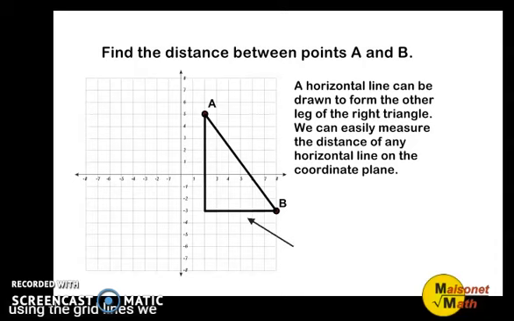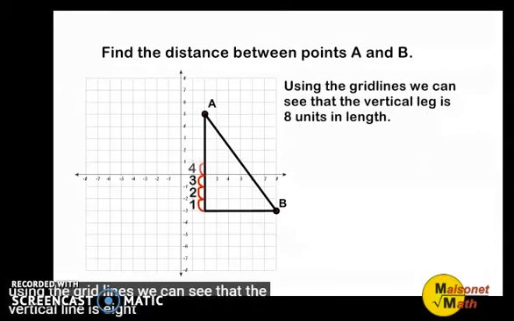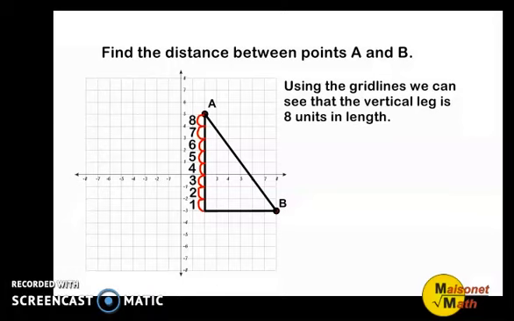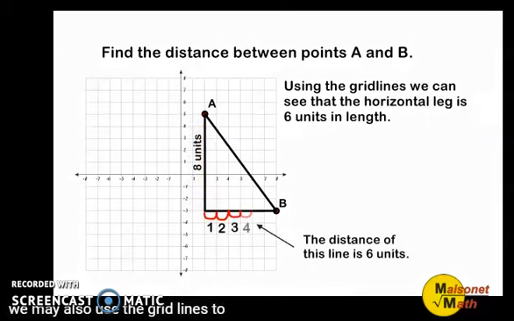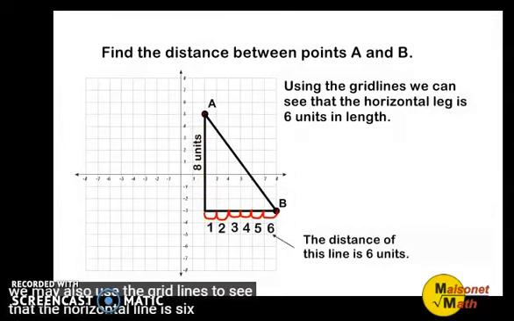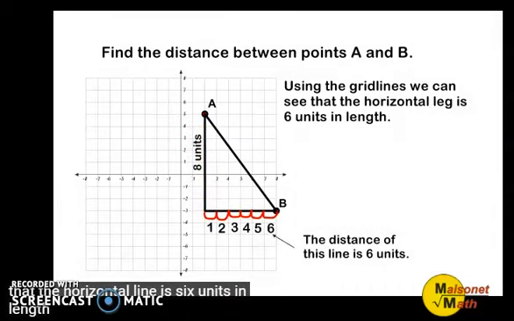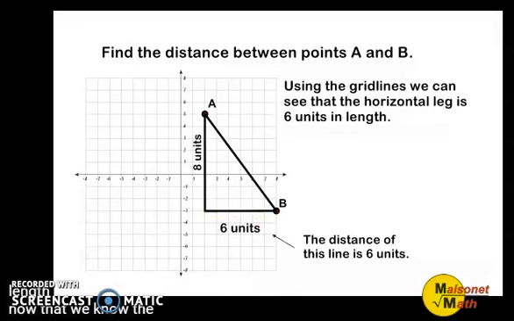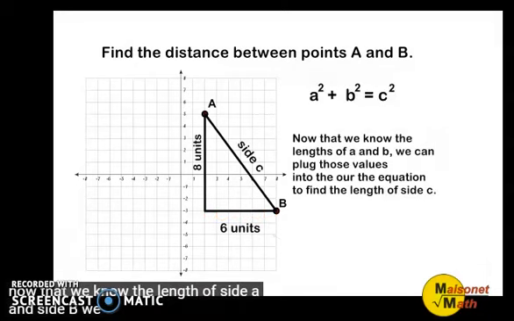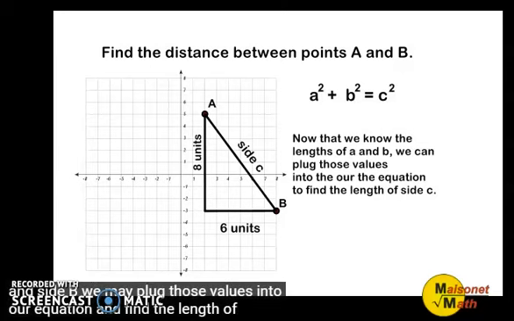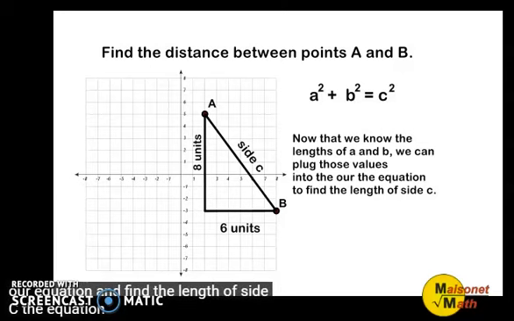Using the grid lines, we can see that the vertical line is 8 units in length. We may also use the grid lines to see that the horizontal line is 6 units in length. Now that we know the length of side A and side B, we may plug those values into our equation and find the length of side C. The equation shown is the Pythagorean theorem.